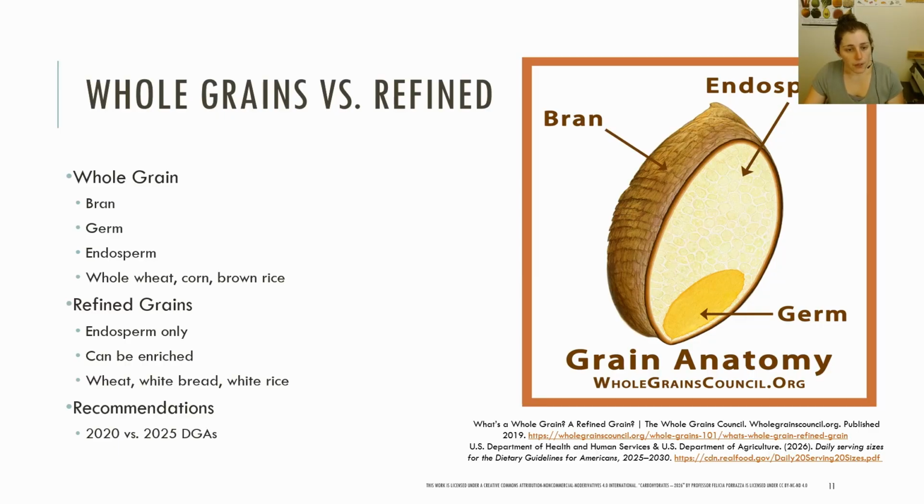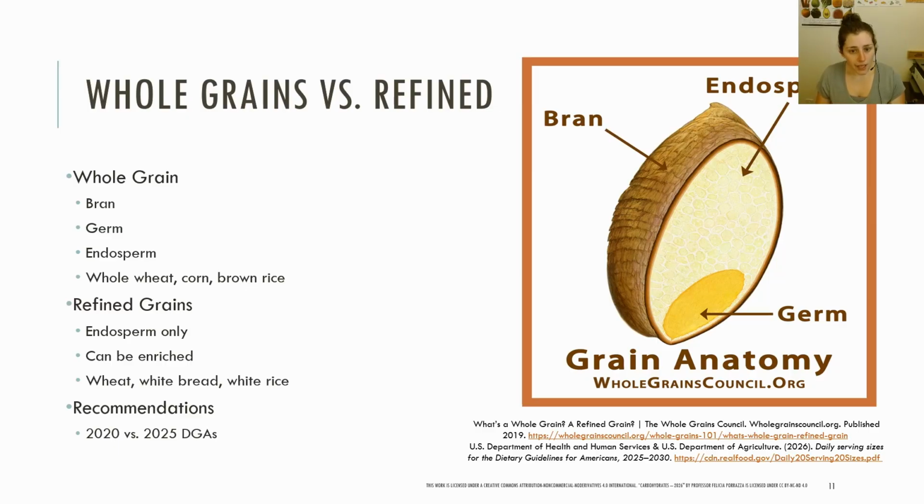Before harvesting, all grains are whole, meaning they contain the entire seed or kernel of the plant. There are 3 edible parts: bran, germ, and endosperm. There is also an inedible husk that protects the seed. Examples of whole grains include whole wheat, corn, including popcorn, brown rice, oats, and rye.